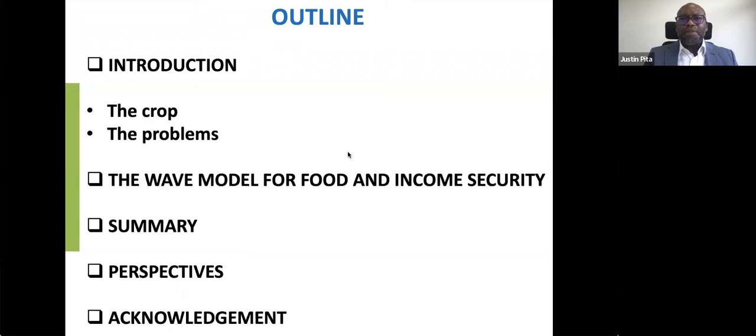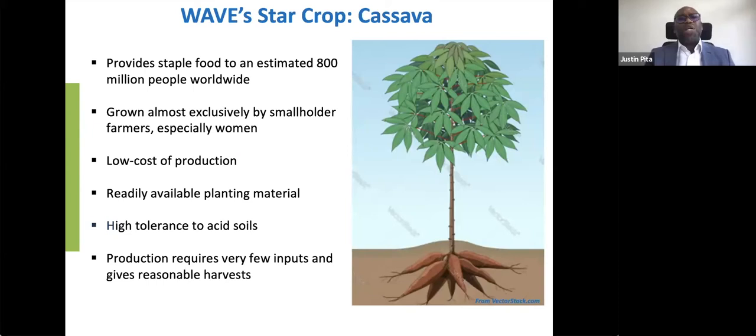In the introduction, we'll talk about the crop, which is cassava. Cassava is really our star crop at WAVE. It provides staple food for an estimated 800 million people worldwide. It's grown almost exclusively by smallholder farmers, especially women, with low cost of production and readily available planting material. Cassava is very tolerant to acid soils, and production requires very few inputs and gives reasonable harvest. So really, it's our star crop.